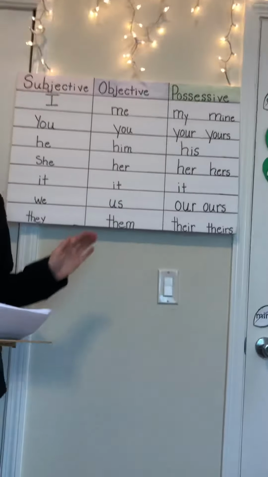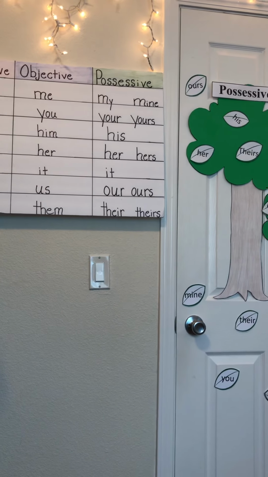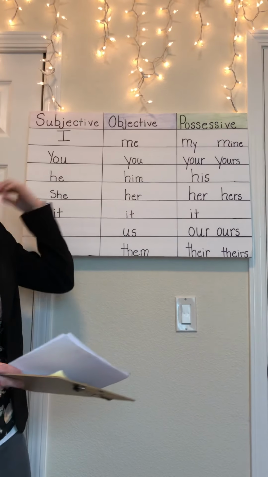Let's sing through our chart of possessive case pronouns. We sing it to the exact same tune that we've sung our subjective and objective case pronouns to. And at the end, we're going to say they show ownership. So let's sing this together. We're just going to sing these words. We're not going to sing these ones off to the side.